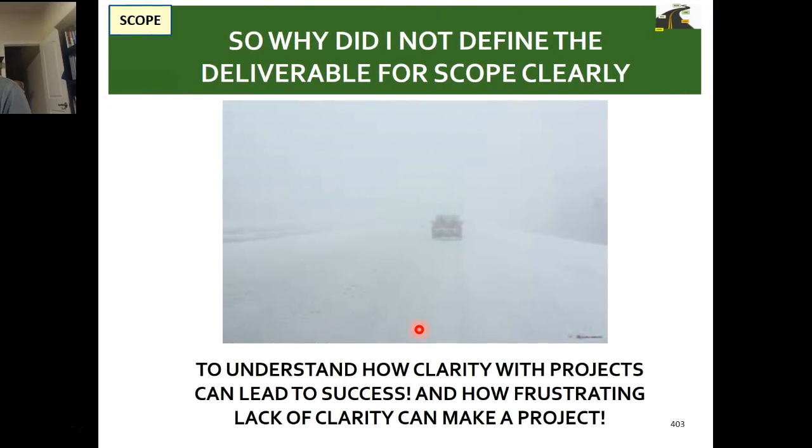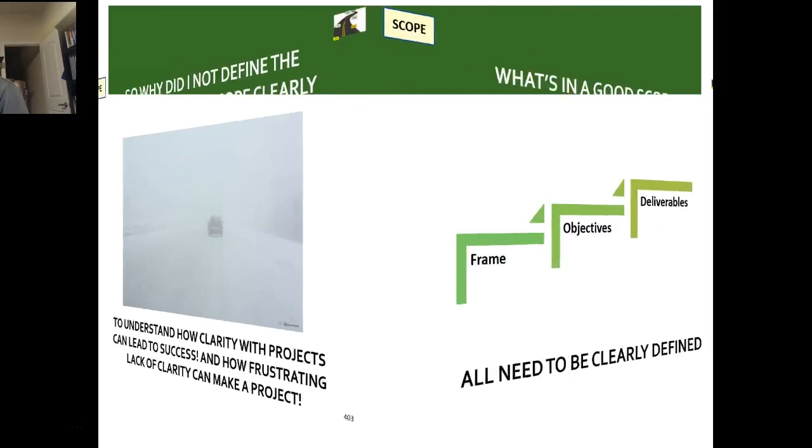So sometimes scope doesn't get defined clearly, and you feel like you're in a snowstorm. And this happens a lot in projects. So it's up to you, and I think in your meetings, to get this really, really clear, really focused, and really achievable, especially with the time frame that we do have.